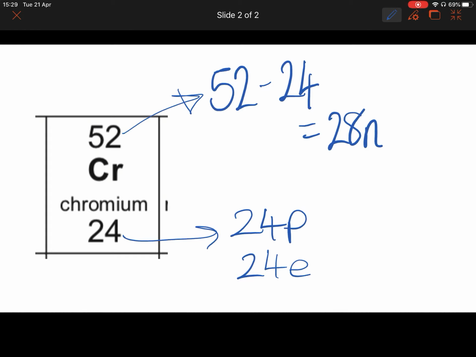But the bottom number is the number of protons and the electrons. To find the neutrons, we do the big minus the small. So that's the easy option. Neutrons is big minus small. Protons and electrons are the bottom number. Give those next 5 a go, and we'll see how you get on.